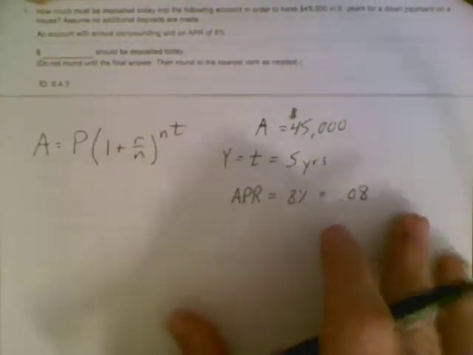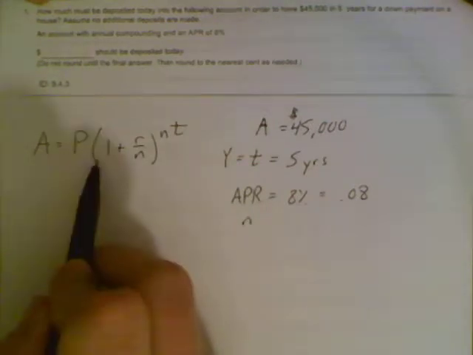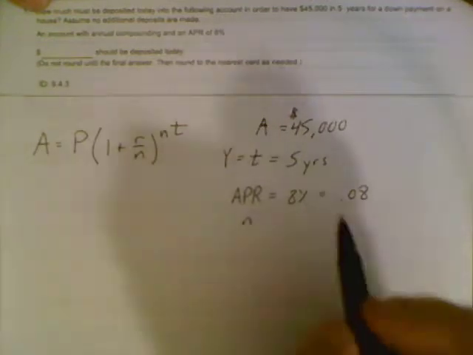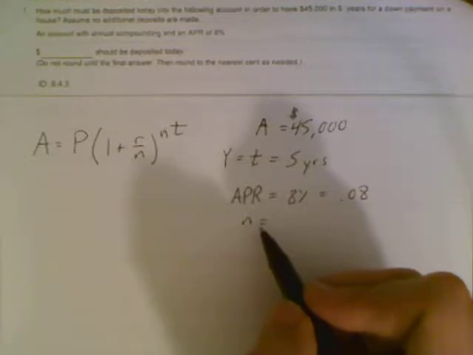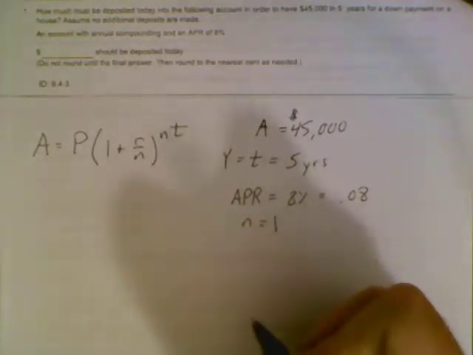The last detail that we need to identify is the N value. Again, we know what A is, we're looking for P, we have R, we have T, and we just need the value of N. With this piece of information, we're going to again identify that this is the number of times it's compounded in 1 year. Since this is annual compounding, it's only going to be compounded once per year.